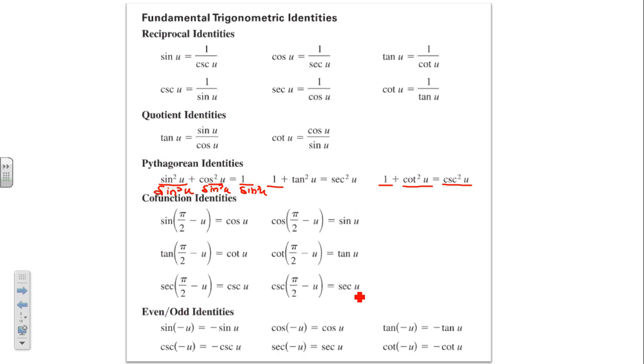Okay. I can derive the other one as well by dividing sine squared and cosine squared and 1 by cosine squared. So when I divide sine squared by cosine squared, sine squared over cosine squared is tangent squared. Cosine squared over itself is 1, and 1 over cosine squared is secant squared. So if you remember 1, you can get the other two.